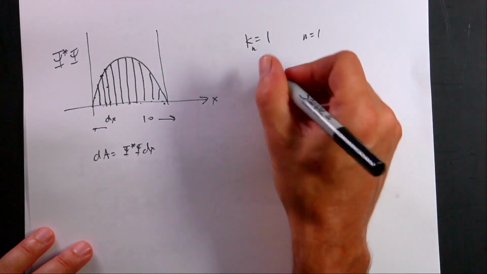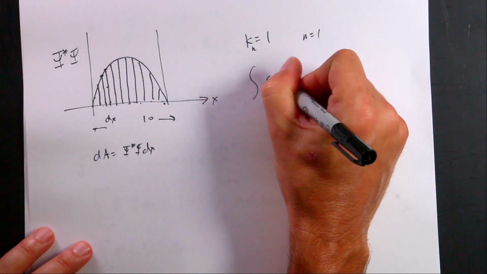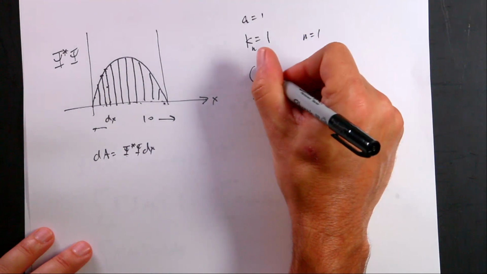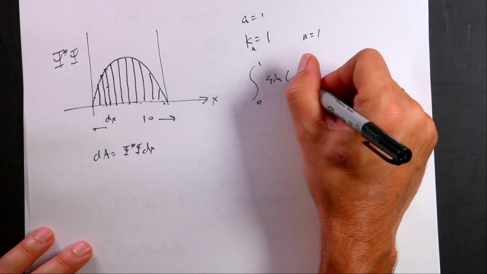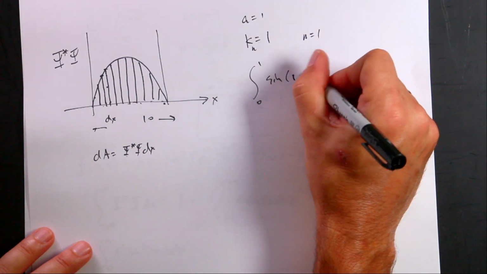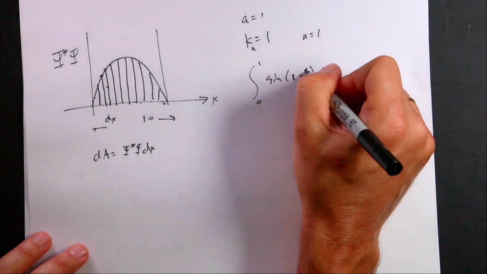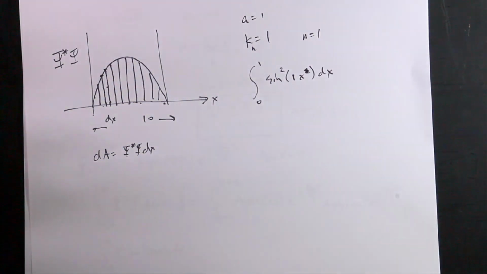Okay. So I'm really integrating sine from 0, and let's say a equals 1, from 0 to 1 of 1 times x squared dx. That's one. No, not that. I was thinking about Python.